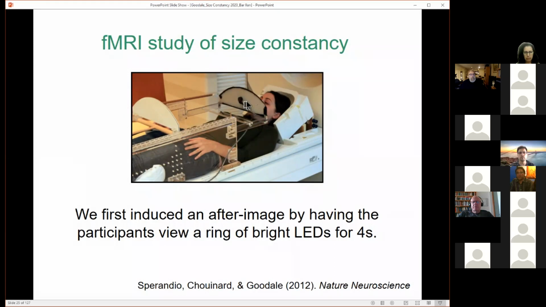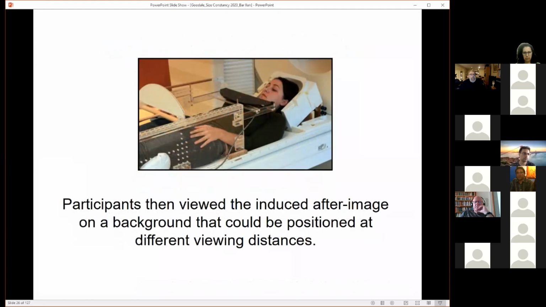And initially what we did was to present people with a bunch of little LEDs in a circle and induced an after image, having them look at that ring of LEDs for about 4 seconds. And then we flipped down the inducing panel, and they were asked to project the after image that formed onto this surface here that could be placed at different distances from them. And so clearly when it was close to them, the after image would appear to be small, and when it was further away, the after image would appear to be large.